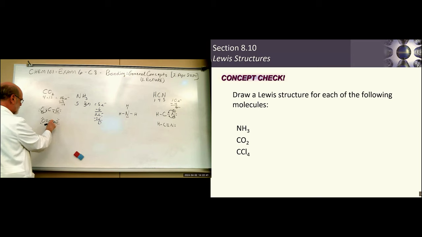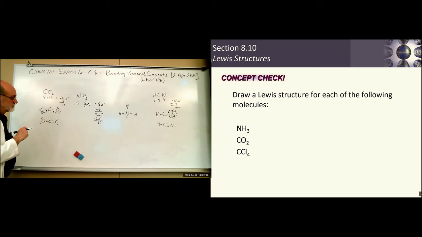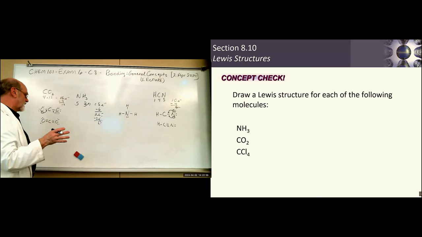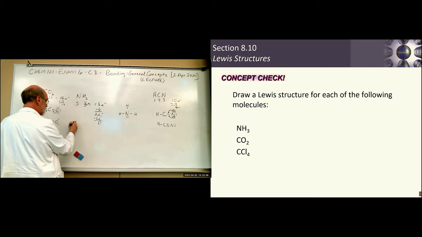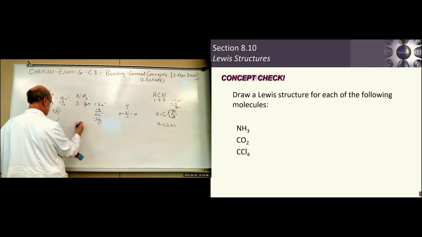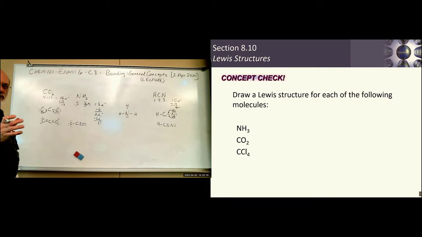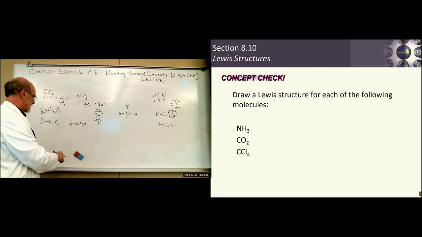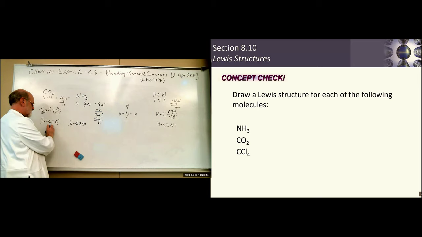And that's 16 electrons. That would be a valid Lewis dot structure. Now, for argument's sake, we could have done this, like that. But for reasons I'm going to explain eventually, this is not the best structure. This is the better structure.